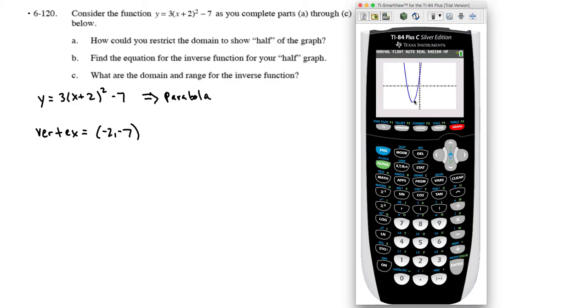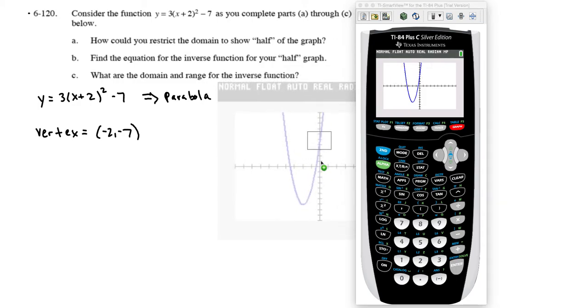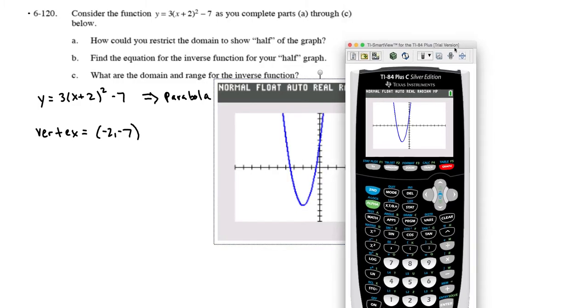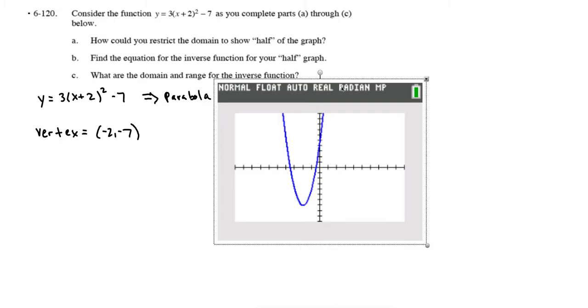So if I wanted to restrict the domain so I only had half of my parabola here, I want to start halfway, so I've got to start at the vertex. So I've got to think about everything from this side over to the right. You know what, let's pull this out so we can actually write on it a little bit here.